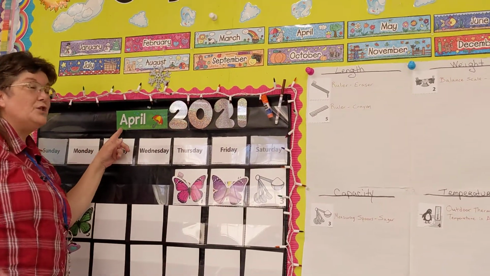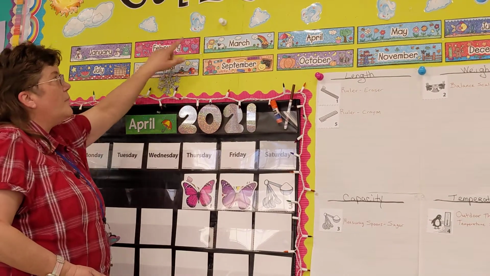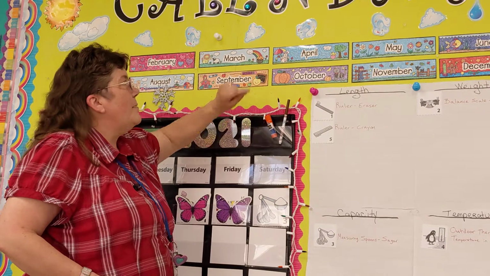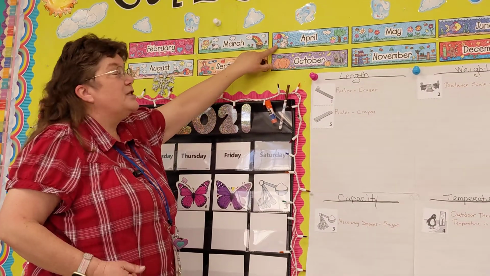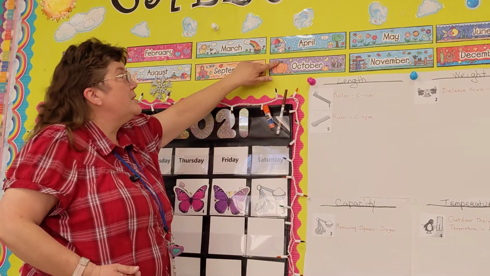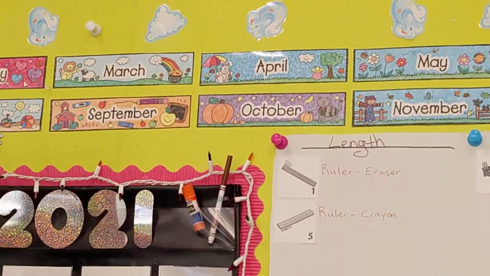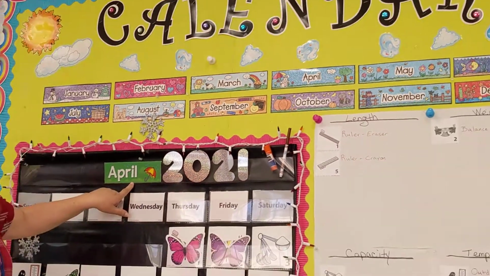So I told you we just changed months. We've gone through January, we've gone through February. We just finished March with those leprechauns and rainbows. Now we are in April. We just finished Easter, so there's our Easter bunny. Looks like we're going to be having rain in April, but I don't know yet, so we'll see. So we're in the month of April.